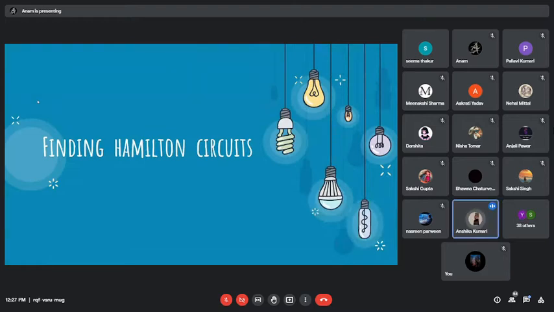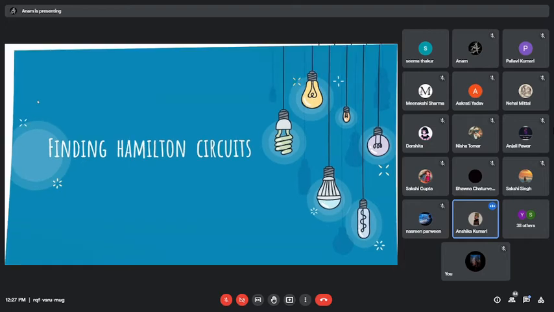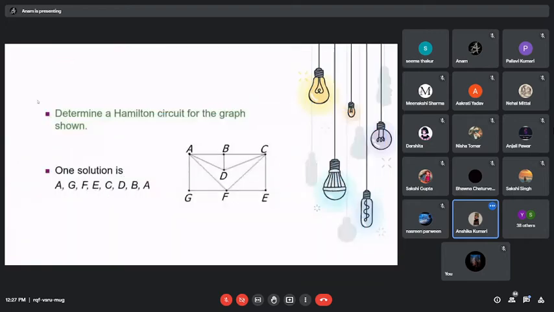Now let's move towards finding Hamilton circuits with the help of some questions. As we all know, a Hamilton circuit is defined as a cycle that passes through all the vertices of a graph exactly once, except the starting and ending vertex, which is the same vertex. Here we have the question in which this is a graph where the Hamilton path is A to G to F, E, C, D, B, and A, in which we can see that we are starting from the vertex A and ending at the same. Next slide.